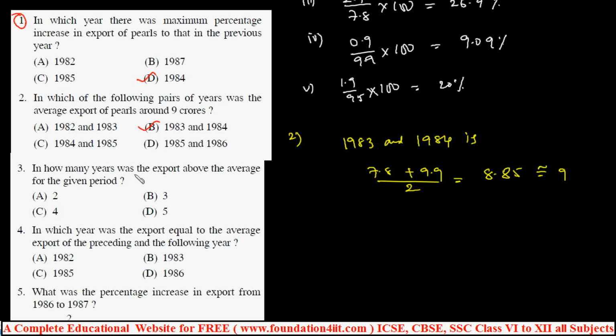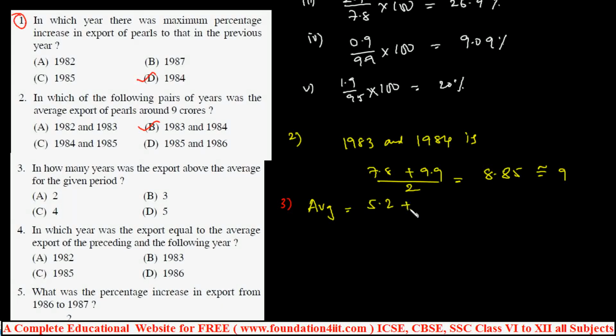In how many years was the export above the average for the given period? So you should calculate the average first. To solve this, we calculate the average. All the numbers we add and divide by 7.